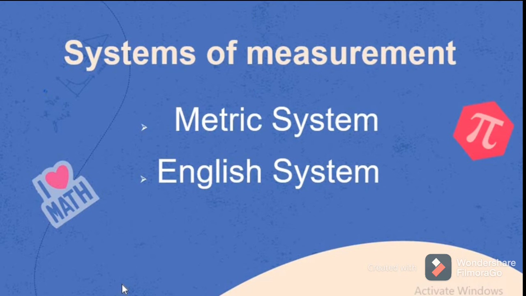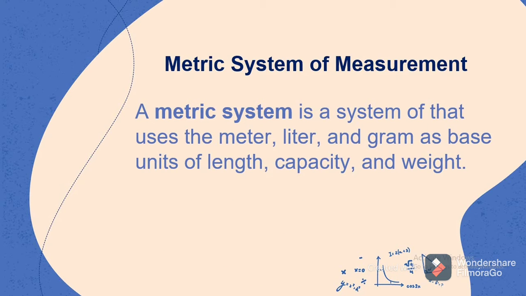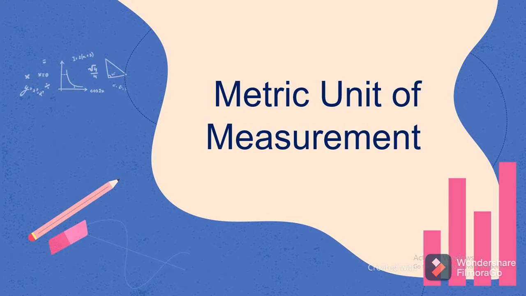There are two systems of measurement. The first one is the metric system and the other one is the English system. Let's define what the metric system of measurement is. The metric system is a system that uses the meter, liter, and gram as base units of length, capacity, and weight. There are common conversion factors in the metric system, and we need to familiarize ourselves with these conversion factors that are used when converting units.